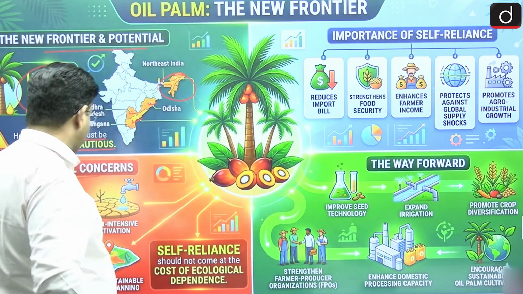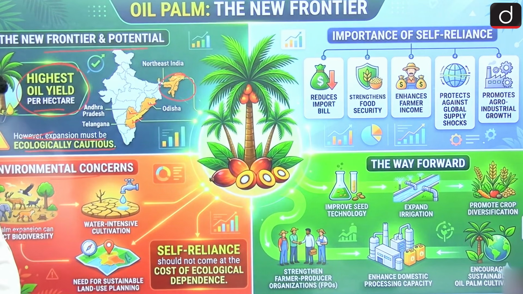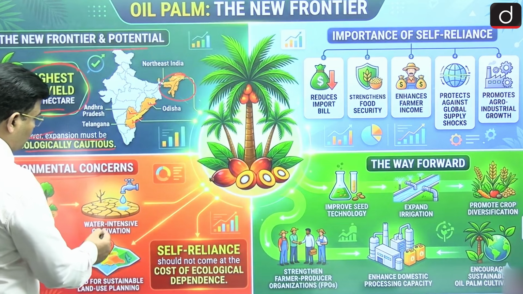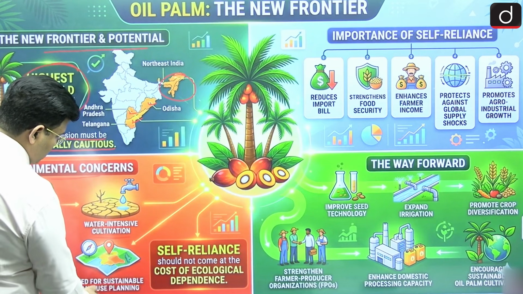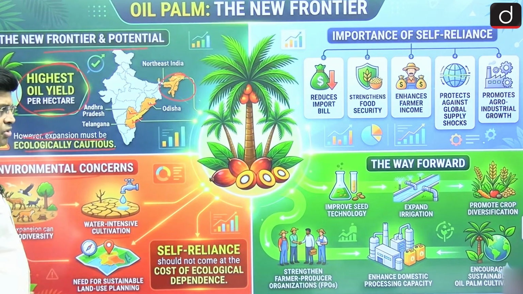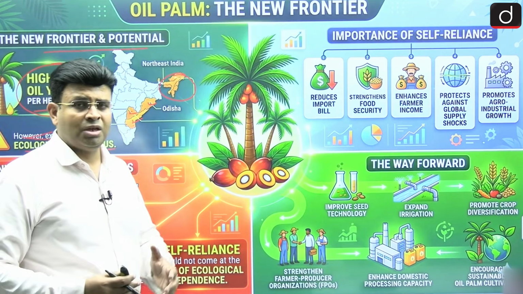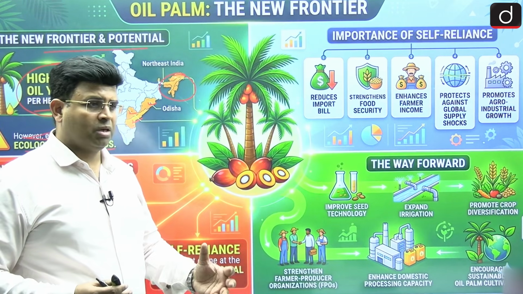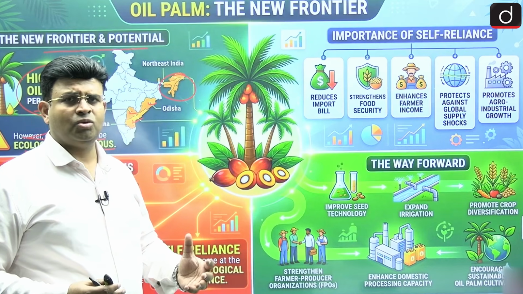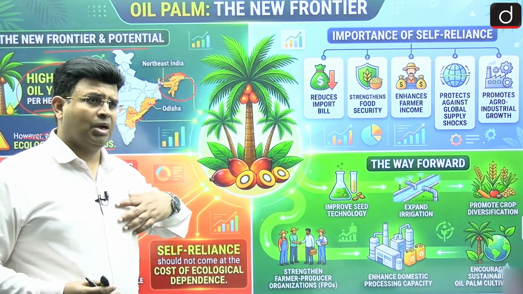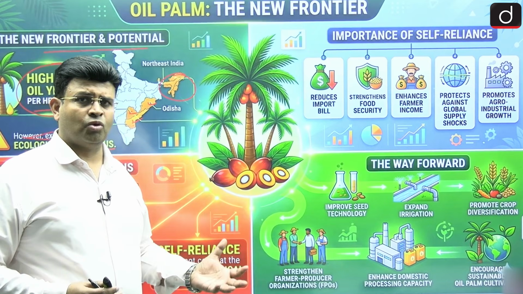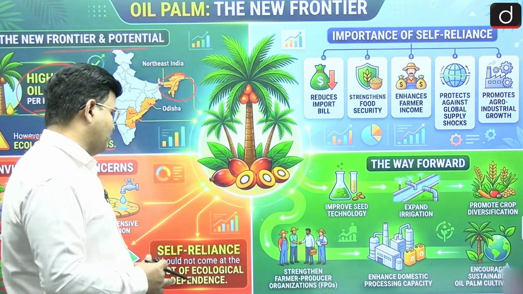So there is one environmental concern, and that is more water-intensive cultivation. There is also a need for sustainable land use planning. So it is very much needed that whatever land we are using should be suitable in terms of water. In the coastal area you can do it, where forest need not be removed and where water availability is more; in that area we should try to grow.